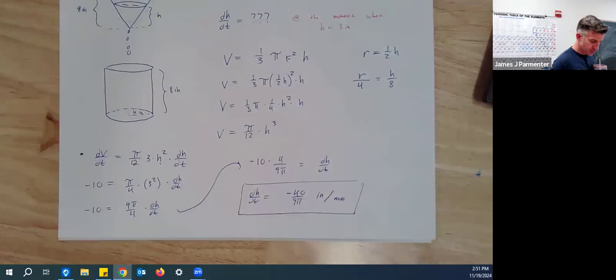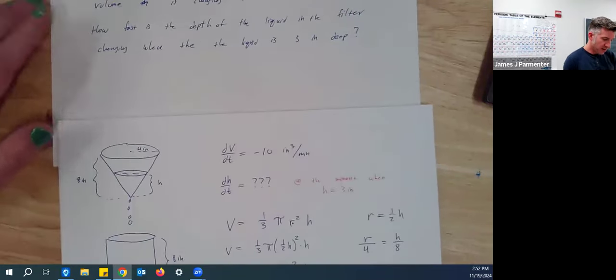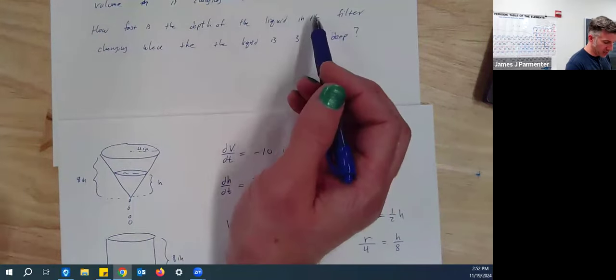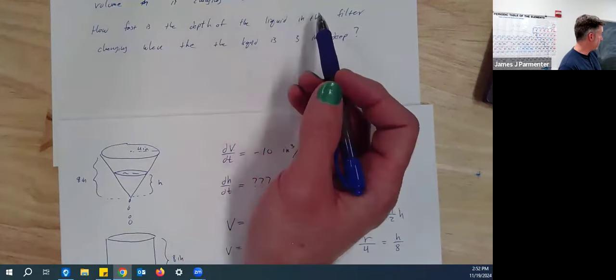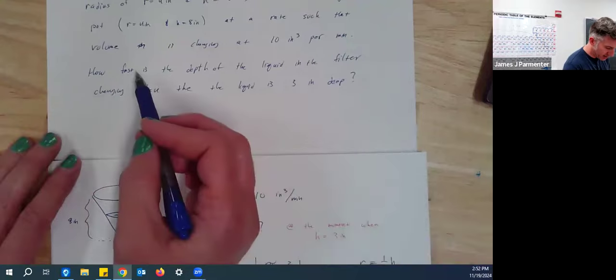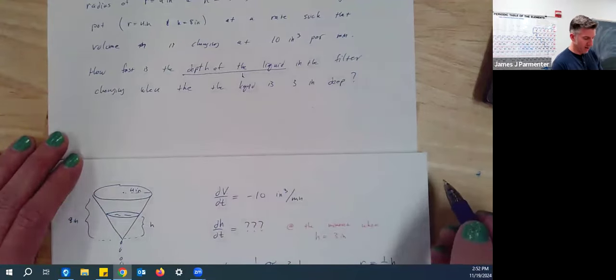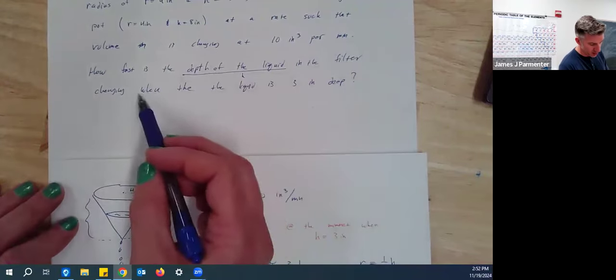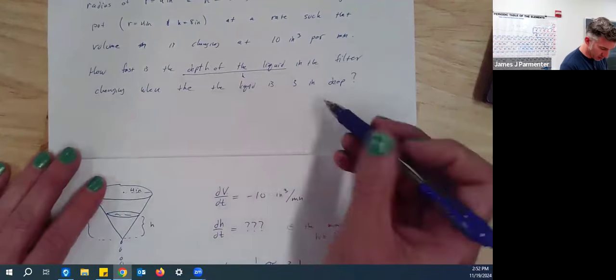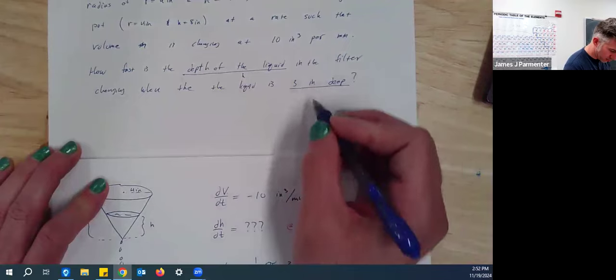Why couldn't you do like 2H? Why not replace H with 2R? Because the question didn't give me anything about R, right? The question specifically asked how H was changing and gave me an H value. So this question says, how fast is the depth of the liquid, that's our H, changing when the liquid is 3 inches deep, which is also our H.